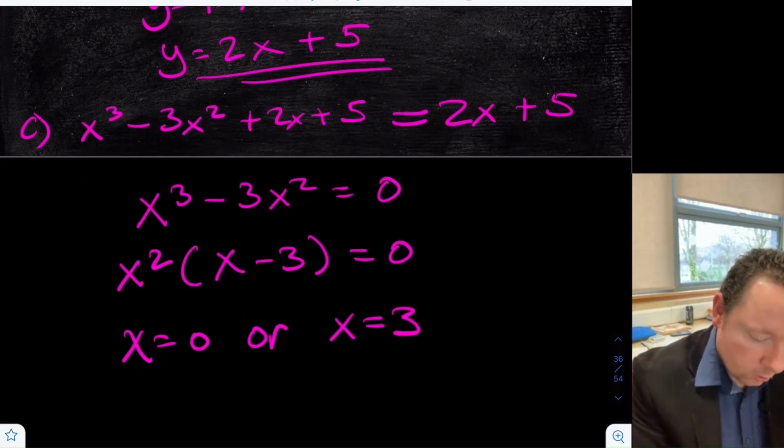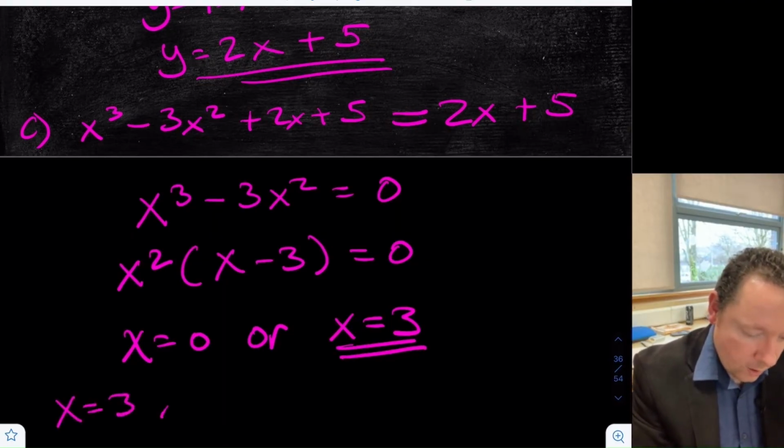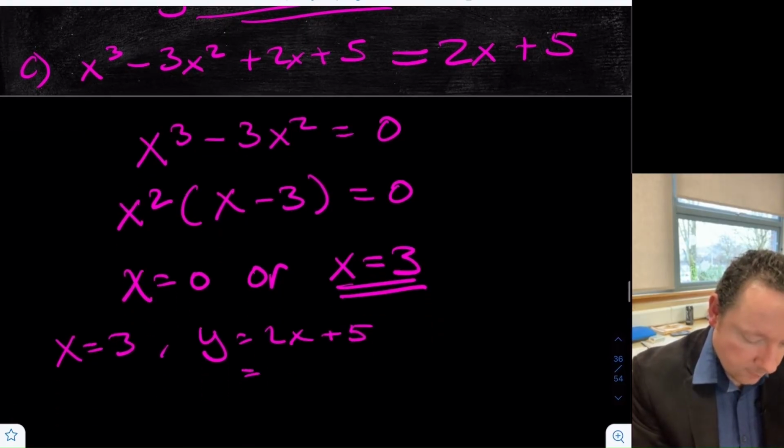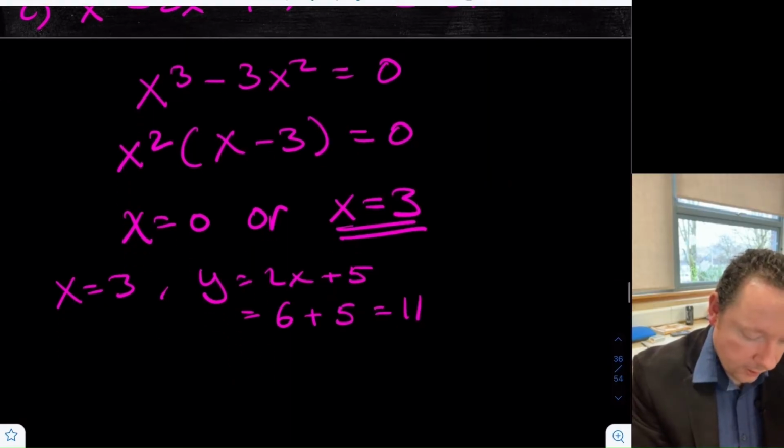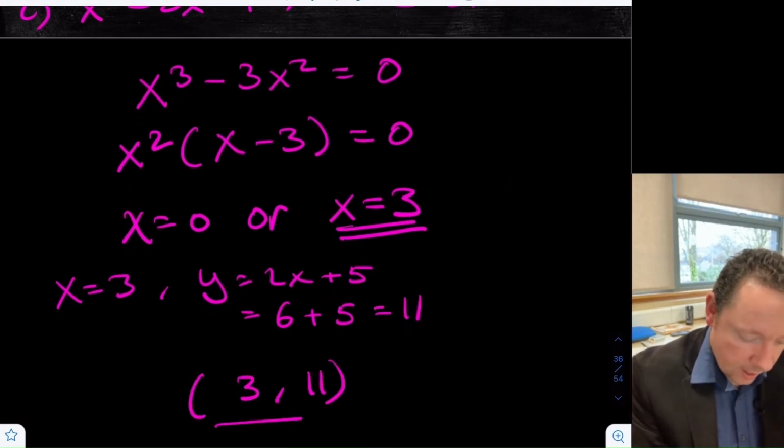Well, we already know 0 is one of our points, so the second point of intersection is x equal to 3. So when x equals 3, y equals 2x plus 5. So that is 2 times 3 is 6 plus 5, which is 11. The second point is 3, 11, and we're done there.